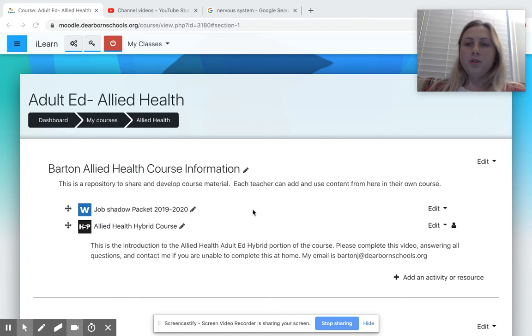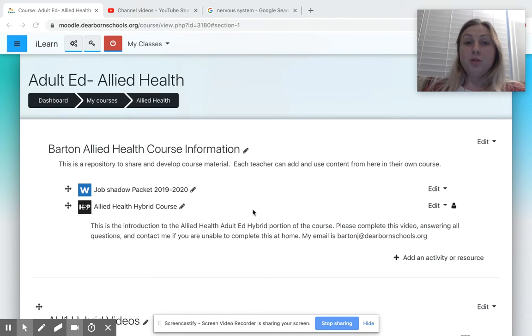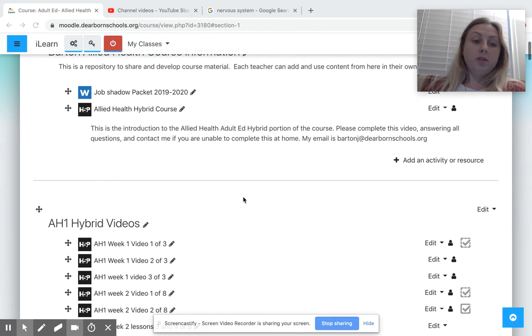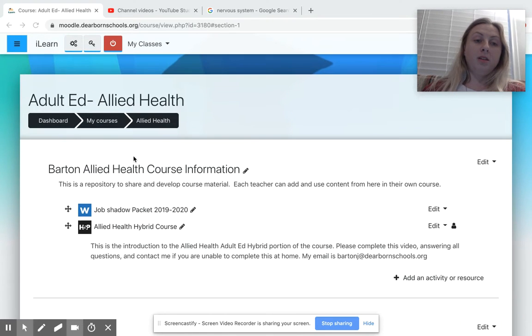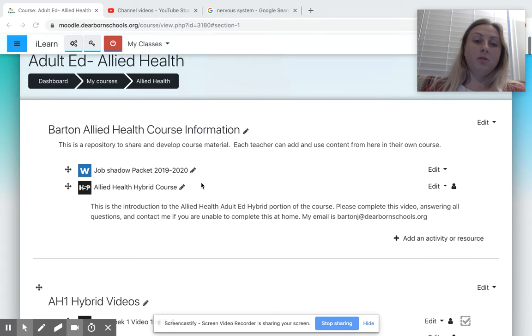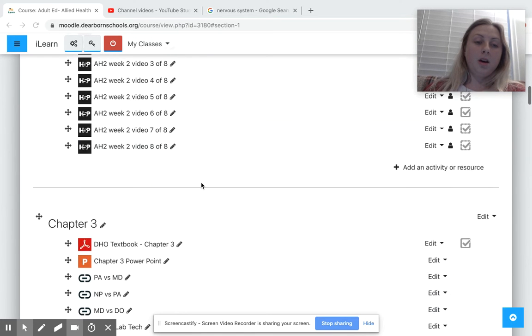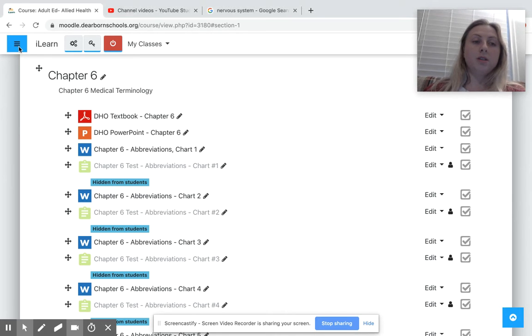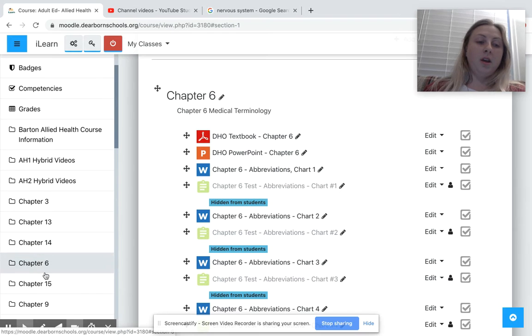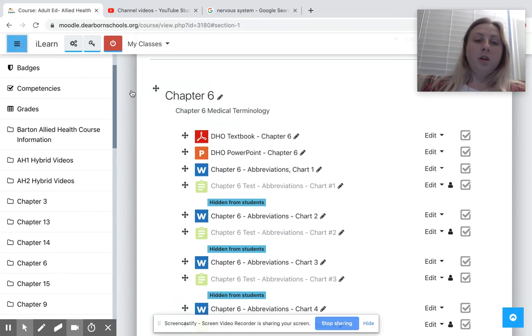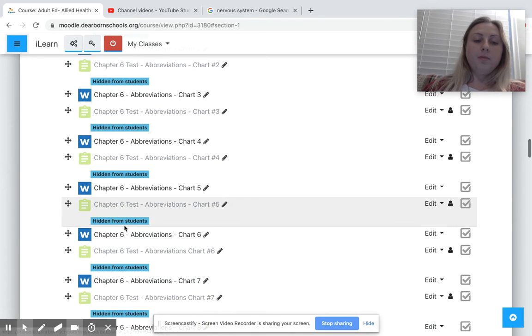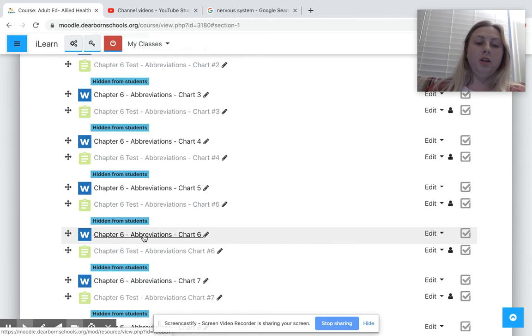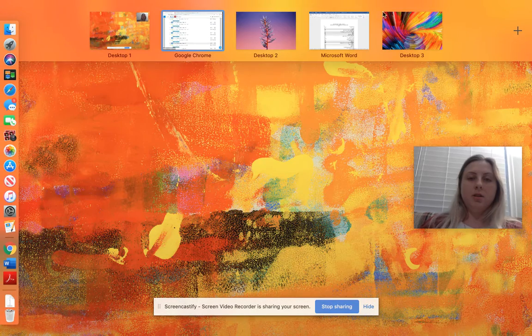I thought we would start with chapter 6 with the chart. So on the main adult ed iLearn page for allied health, we're going to scroll down to chapter 6, which is right here, or you can always access it through the 3-bar menu over here on the left, and it's right there as well. So we're going to start on chart 7, because last week we had chart 6.